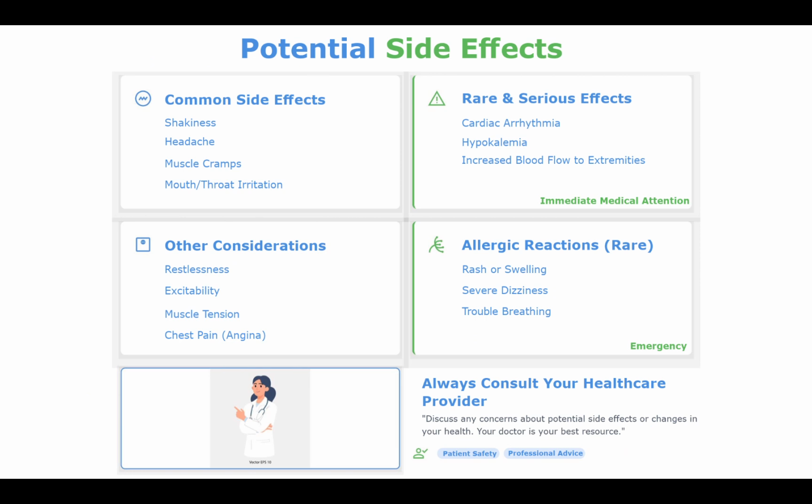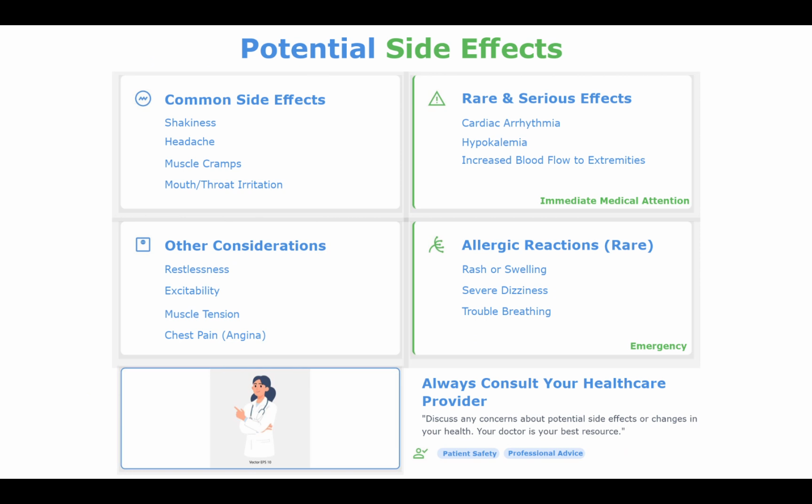Rare but serious effects include cardiac arrhythmias, hypokalemia, and peripheral vasodilation causing flushing or warmth in extremities. Other notable effects are restlessness, hyperactivity, muscle tension, and chest pain mimicking angina, particularly in cardiac patients. Allergic reaction, though rare, can be severe: hives, facial swelling, severe dizziness, or anaphylaxis with breathing difficulty. Stop use and seek emergency care immediately.